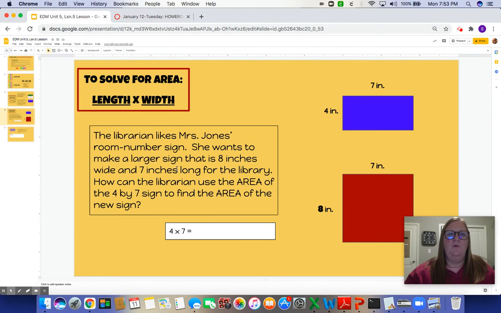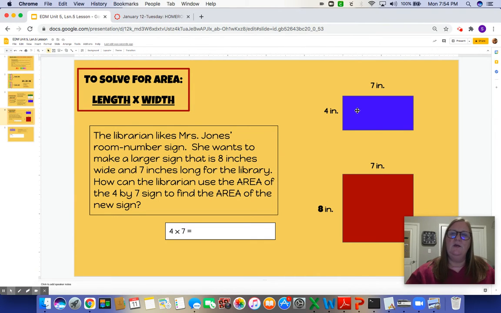Let's try another one. Now the librarian likes Mrs. Jones's room number sign. She wants to make a larger sign, of course, that is 8 inches wide and 7 inches long for the library. How can the librarian use the area of the 4 by 7 sign to find the area of the new sign?